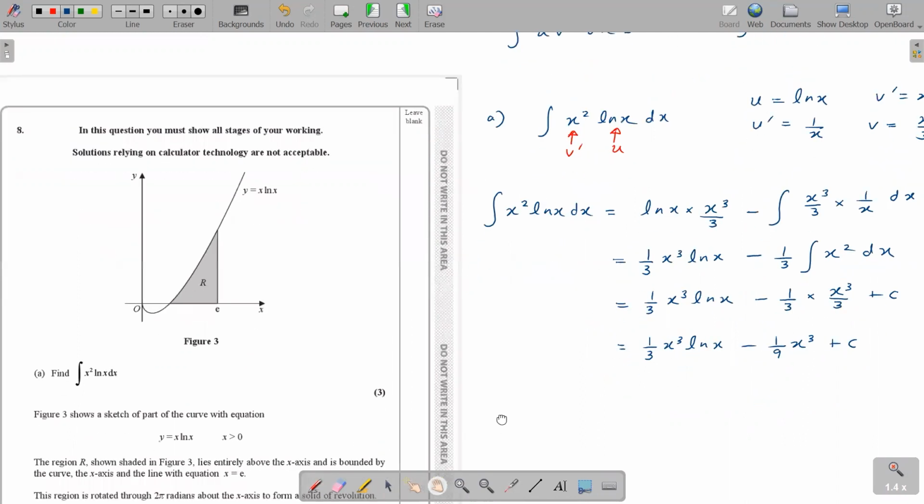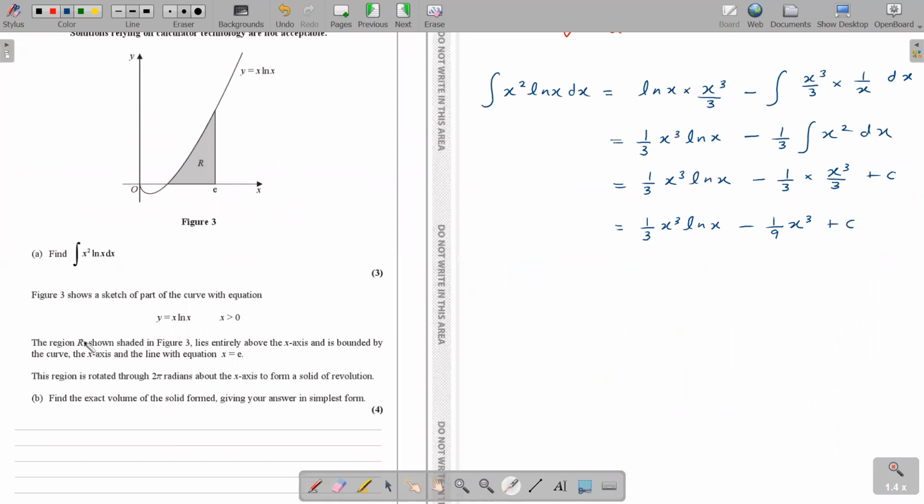Okay, let's move on to part B. So there's more of a challenge. They say the region R shown shaded in figure 3 lies entirely above the x-axis. You can see that. And it is bounded by the curve, the x-axis, and the line with the equation x equals e. Can you see? This line is x equal e. They are telling you this region is rotated through 2 pi radians above the x-axis to form a solid of revolution. So you remember solid of revolution, you rotate it and then you create this shape here, right?